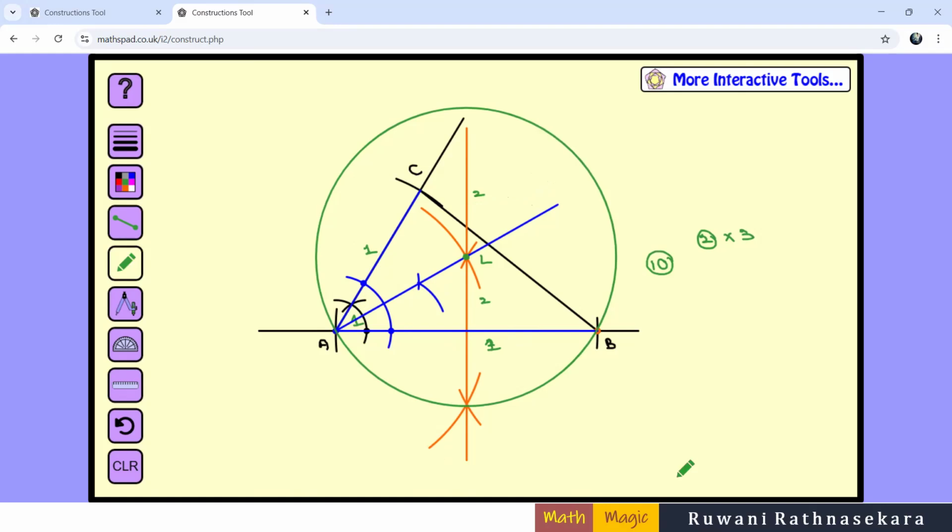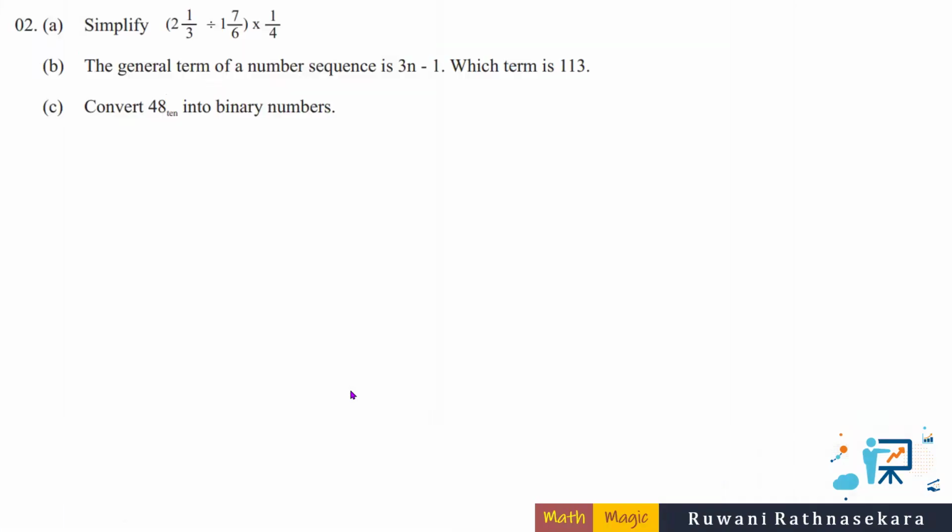That's done. Now we are moving back to the discussion or the continuation of the questions of the second paper. We'll answer them. Second question, part A, to simplify 2 and 1/3 divided by 1 and 7/6.